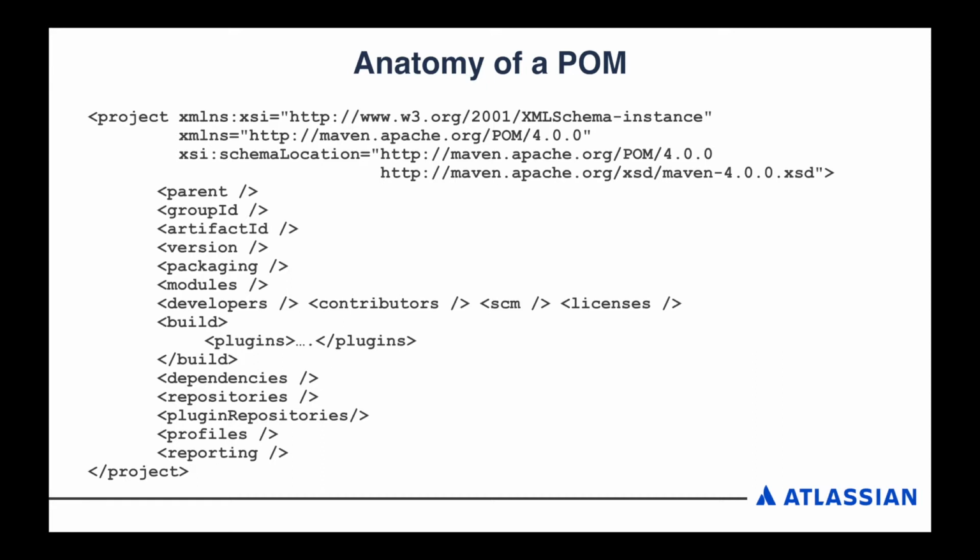The group ID, artifact ID, and the version define the coordinates of a project, and they are the unique identifier. The packaging defines the packaging style of the project. It could be a JAR or a WAR file or an EAR file. The modules define the child modules that the project contains. Developers, contributors, SCM, the source control management, and licenses define the metadata for the project. The build tag defines the plugins that will be used within the build, and the dependencies tag defines the dependencies that will be used within the project with their group ID, artifact ID, and the version.